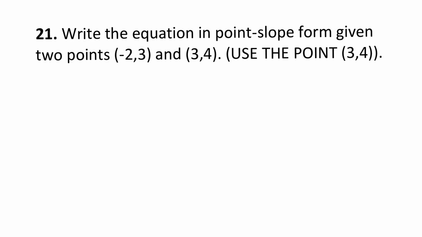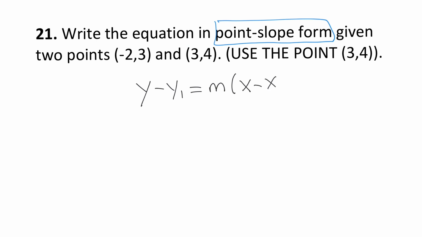The question says, write the equation in point slope form given 2 points, (-2, 3) and (3, 4). And it says use the point (3, 4) for the form. So first of all, we need to understand what is the form that we're looking for. I'm going to put a box. We are looking for the point slope form. The point slope form is when you have y minus y1 equals the slope m times the quantity of x minus x1.